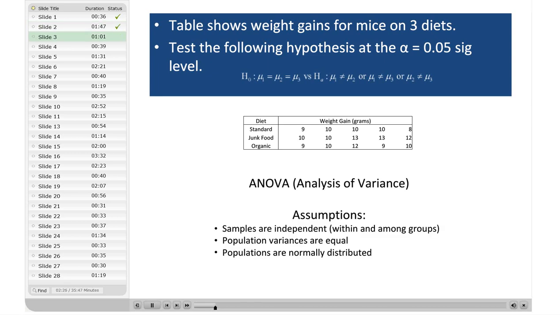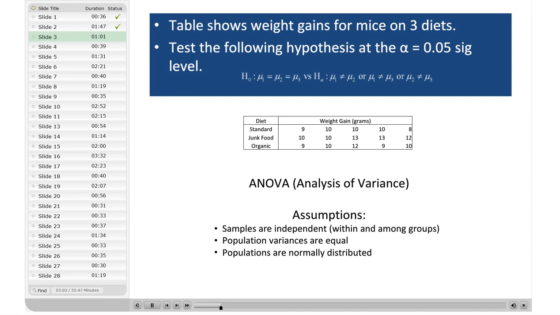So as just stated, on a problem like this, we're going to use the technique of Anova, which is analysis of variance. And in order to use this technique, we have to make 3 assumptions. Our samples have to be statistically independent, within and among groups. What that means is, if I take one group, like the standard group, the entries in that sample are statistically independent. But also among groups. In other words, the entries in the standard group are statistically independent from those in the junk food group. We're also going to assume that population variances are equal and that our populations are normally distributed.